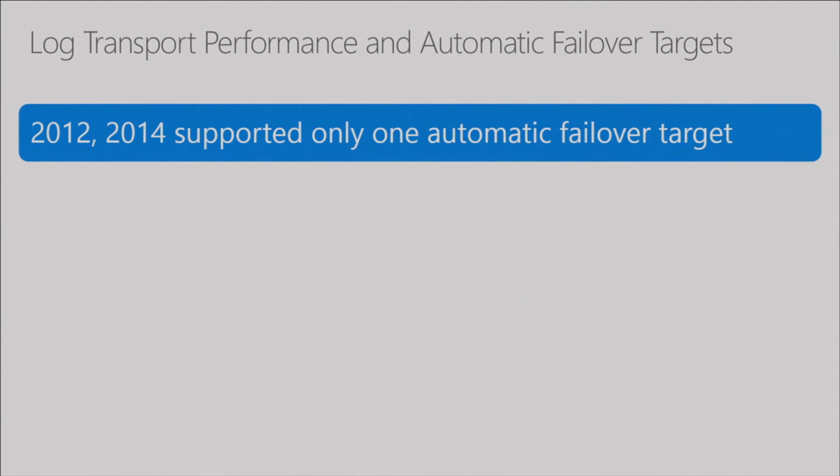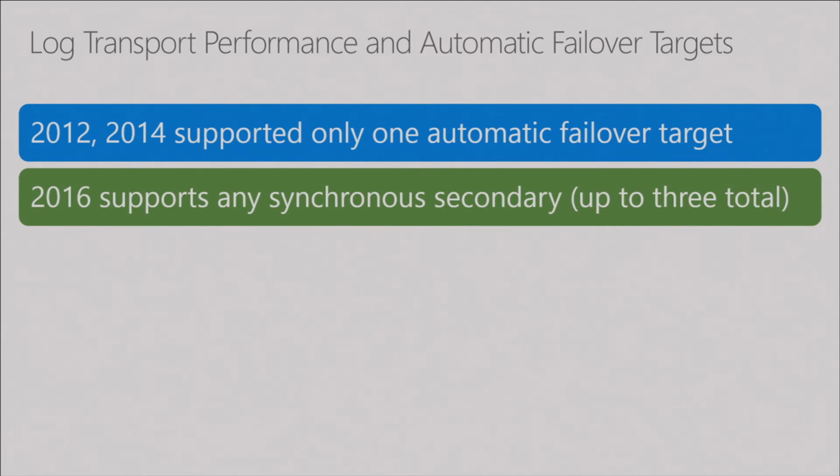2012 and 2014, like I mentioned earlier, only supported automatic failover to a single target. So when you configured automatic failover, you would select the primary and one of your synchronous secondaries. In SQL Server 2016, we can fail over to any of our synchronous copies. We can configure that automatic failover support. So basically, we just select both our synchronous secondaries and our primary for automatic failover support. That gets us a higher level of high availability.